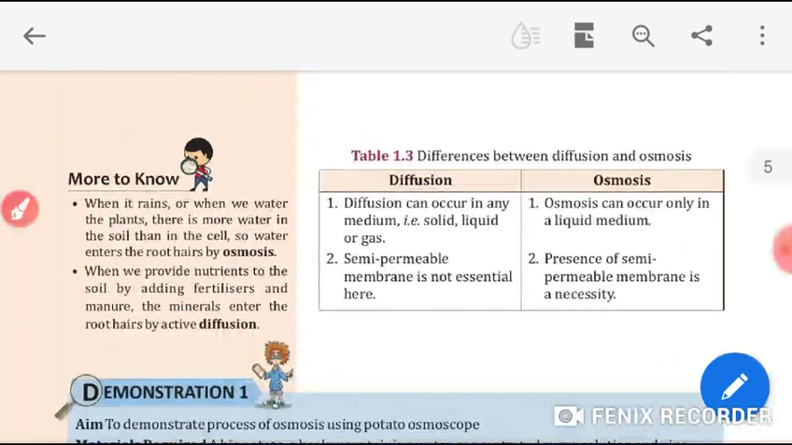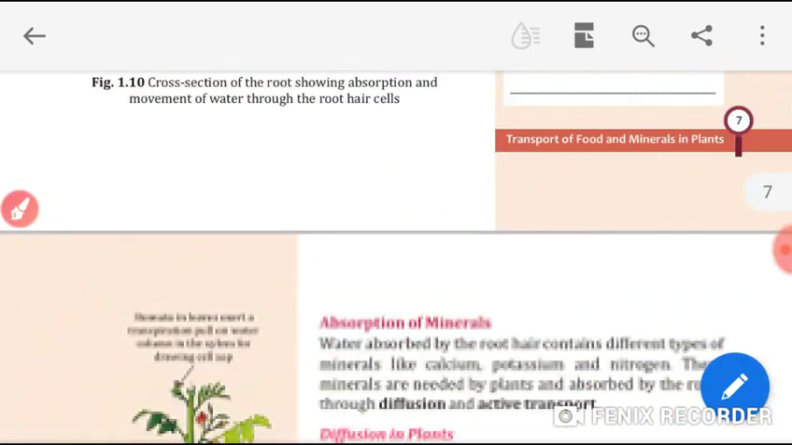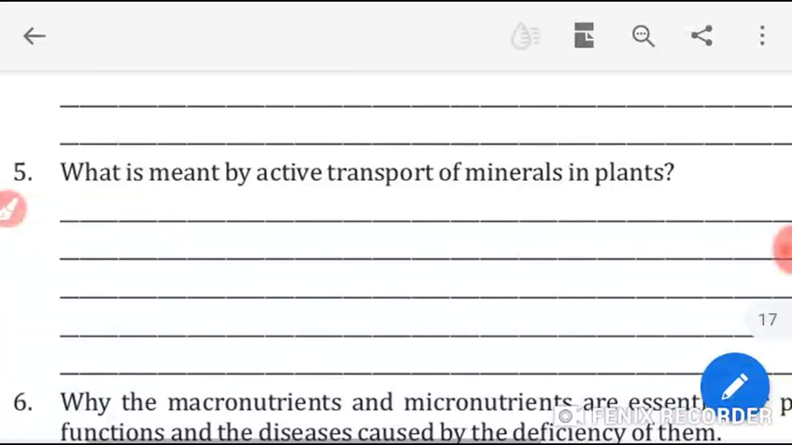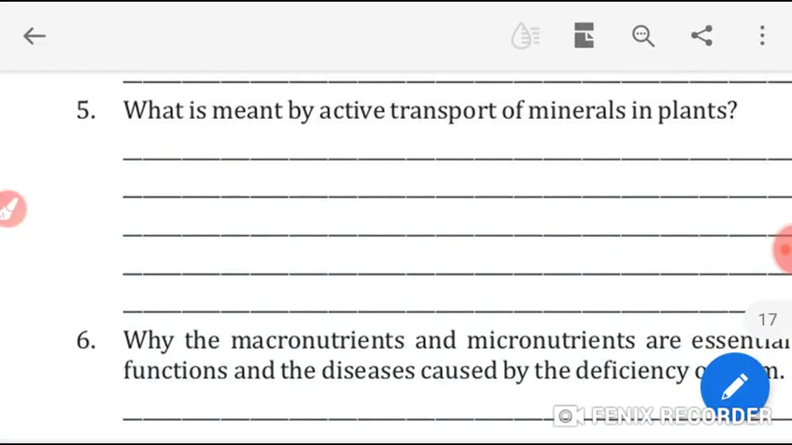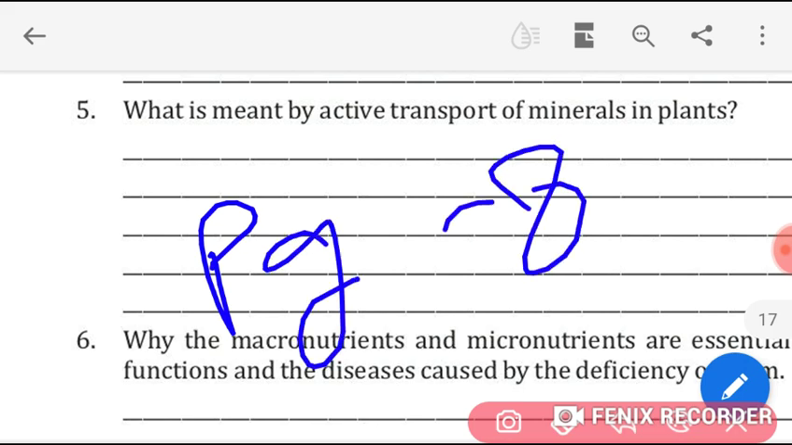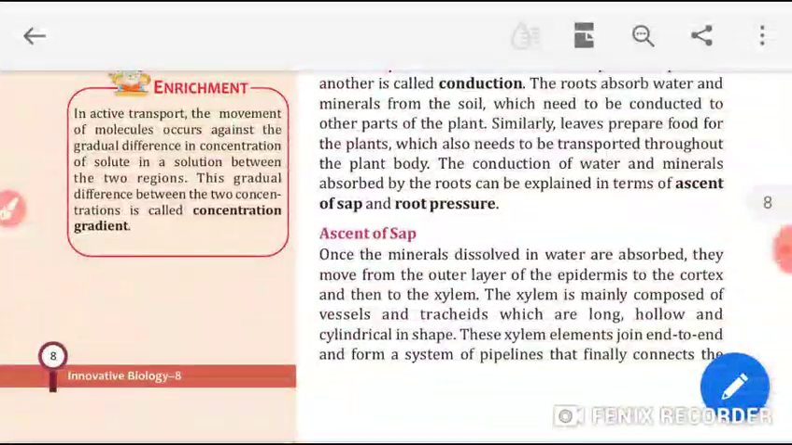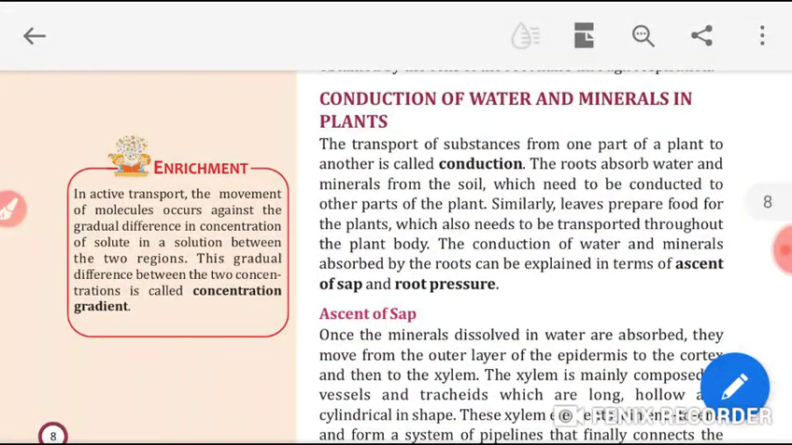So, students, come to your question number 5. Question number 5 is what is meant by active transport of minerals in plants? You will get this answer on page number 8. So, students, take out your page number 8. Here we come to page number 8.